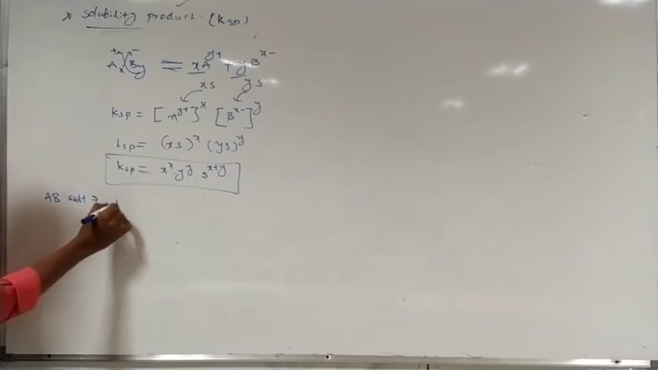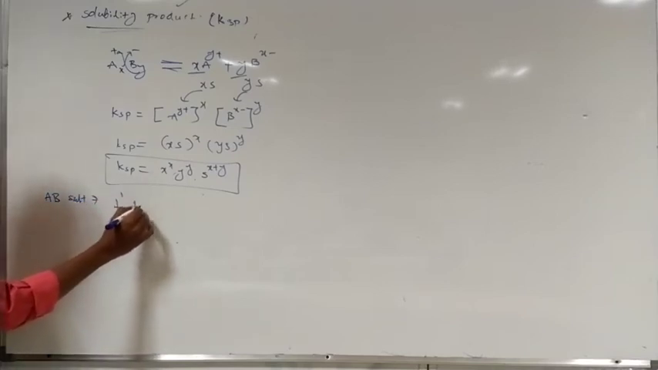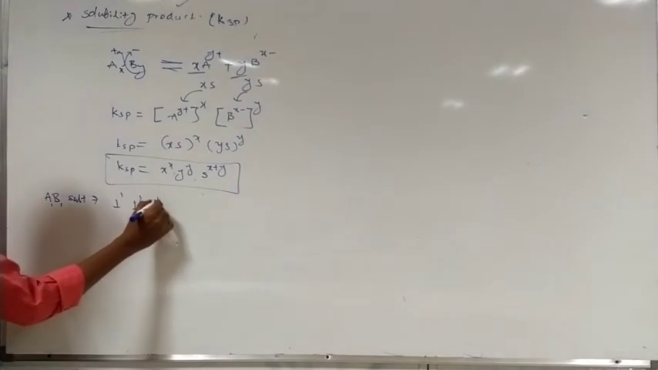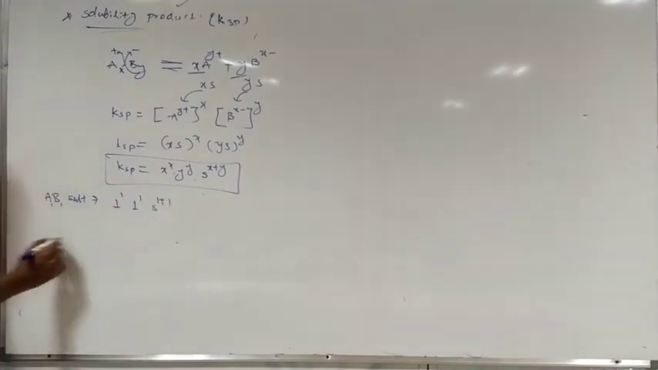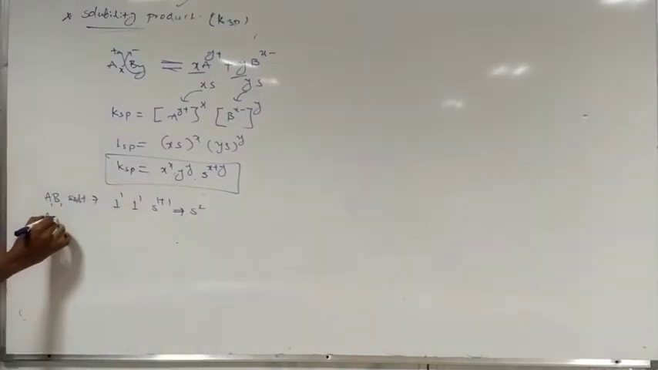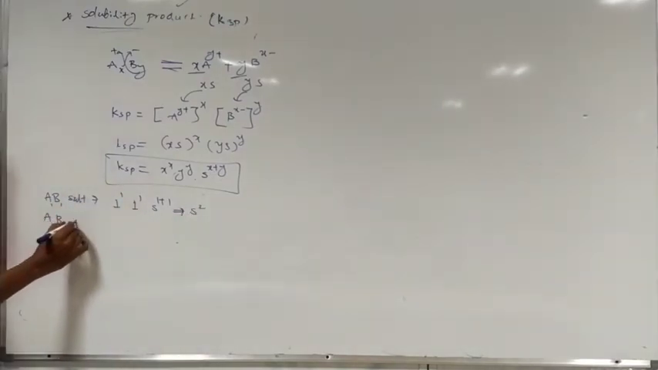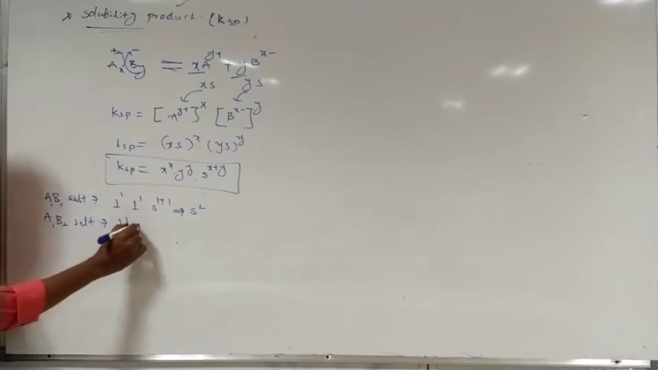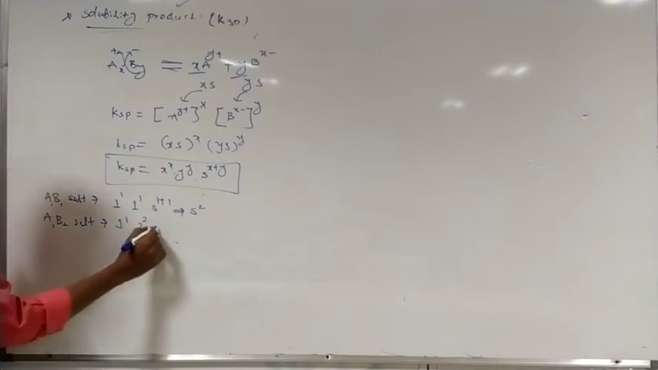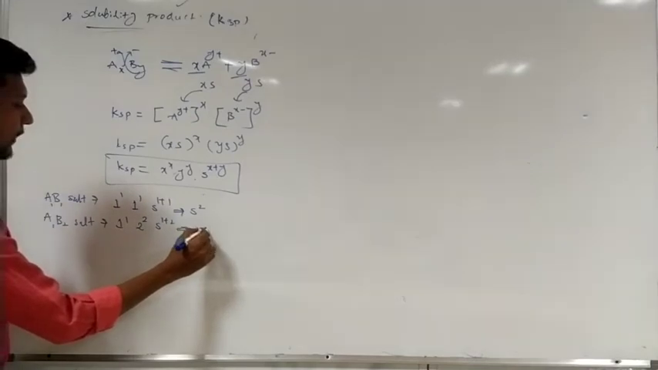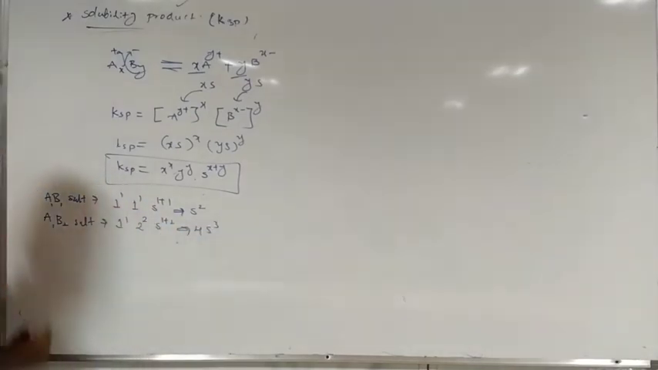For example, I am writing here 1 to the power 1. Here how many moles? 1 to the power 1 and 1 to the power 1, so S to the power 1 plus 1, which is nothing but S square. And here A B 2 means 1 to the power 1 and 2 to the power 2. Here S to the power 1 plus 2, and 2 to the power 2 is 4. S 3.